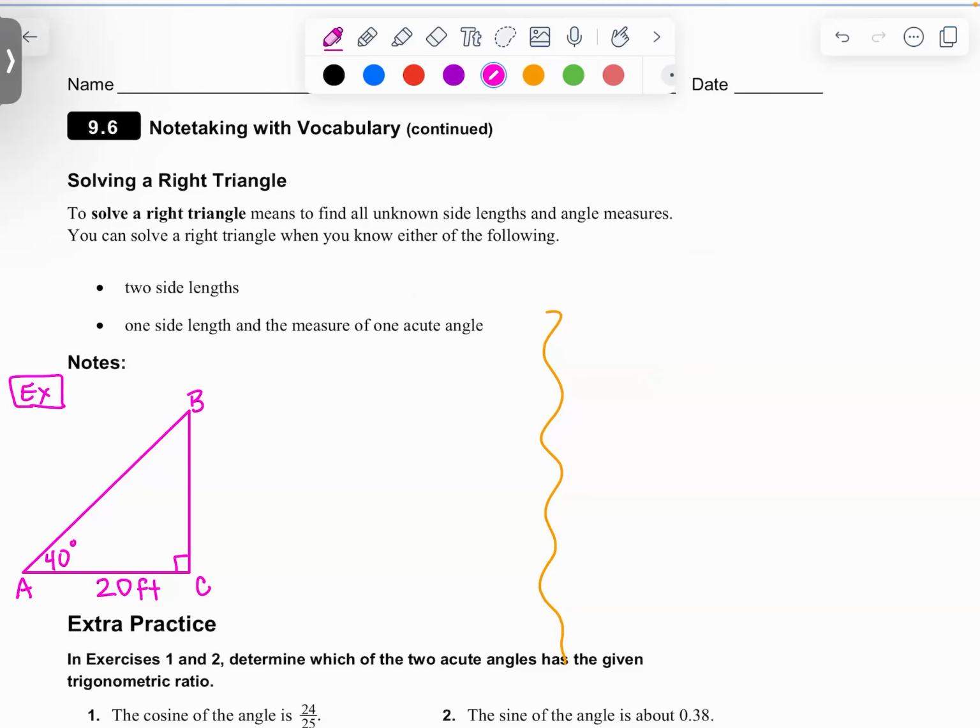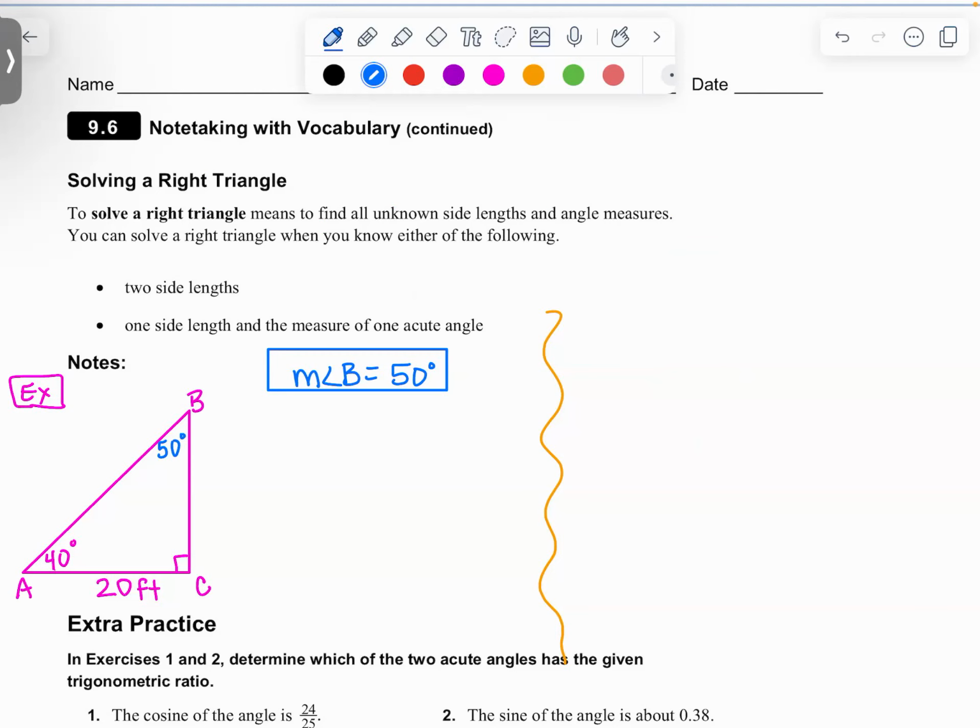Okay, in this pink triangle, we have angle A is 40 degrees. We have side AC is 20 feet. Without having to think too hard, what's something we can find? We can find B. What is angle B? And how'd you get that? Okay. So I think the quickest way, if it's a right triangle, we know the two acute angles have to add up to 90. Okay, 90 minus 40 is 50. Don't overthink it.